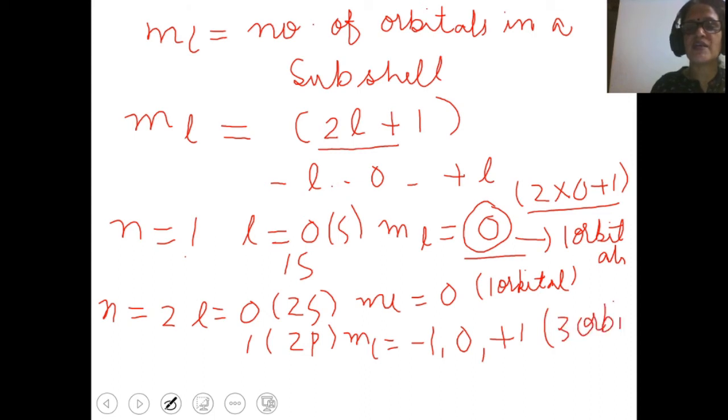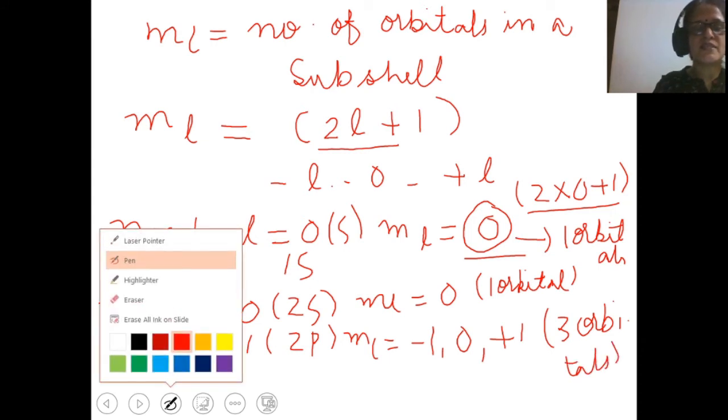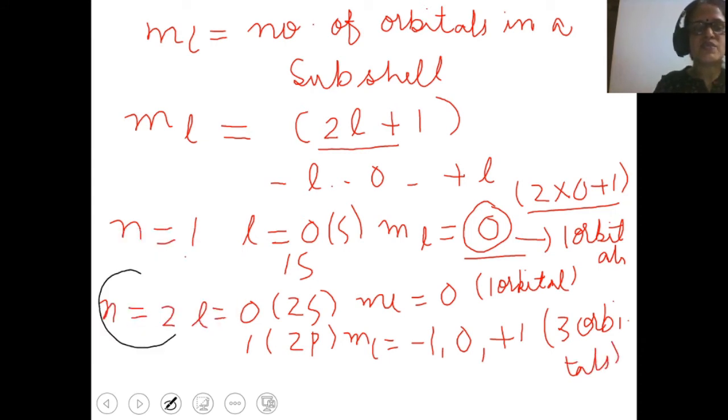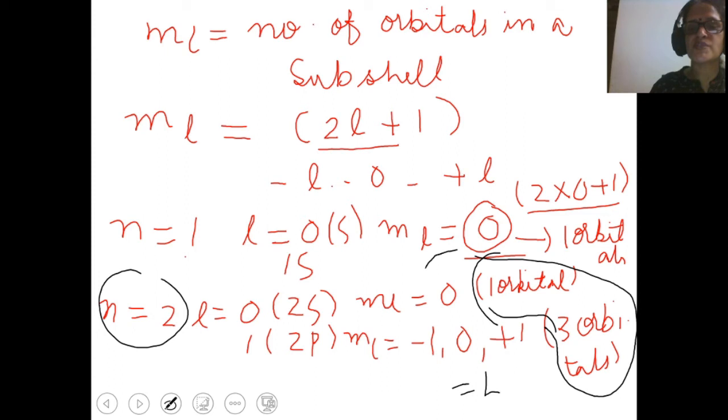So we can conclude here that the second shell, N is equal to 2, consists of how many total orbitals? One orbital here and three orbitals here. So we can say that a total of 4 orbitals. So the second shell consists of 4 orbitals.